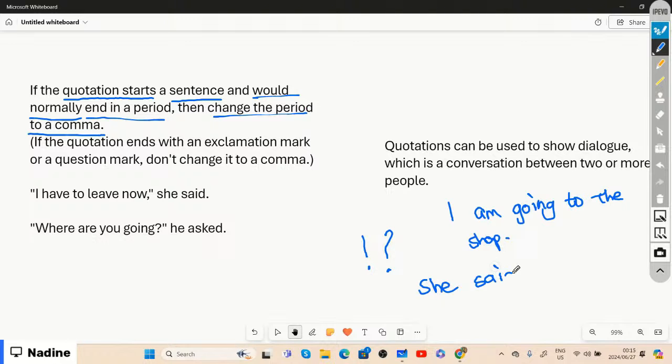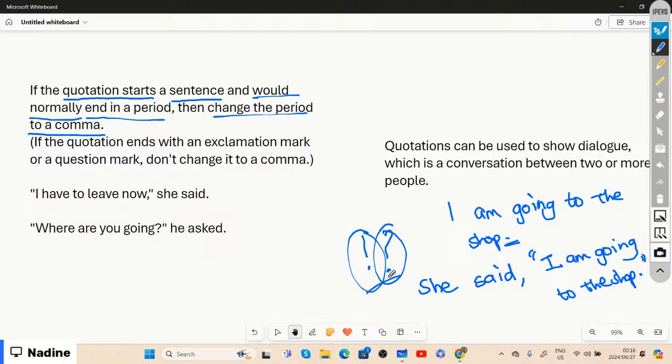you're not going to say directly what I said. So you're going to say, she said, open quotation mark, I am going to the shop. So if it ends with a period, then in this case, we're going to put a period and we're going to close it. Unless you say, "I'm going to the shop," she said. But if our end mark is either an exclamation mark or a question mark, then we don't change our period to a comma.